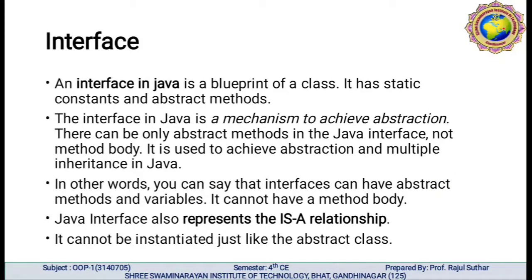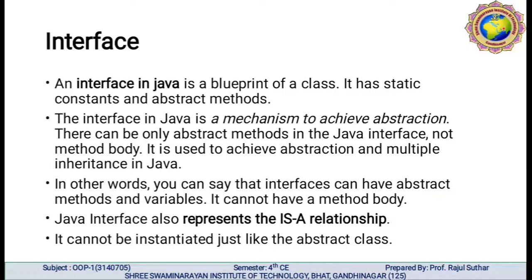What do you mean by interface? An interface in Java is a blueprint of a class. It has static constants and abstract methods. The interface in Java is a mechanism to achieve abstraction. There can be only abstract methods in a Java interface, not a method body. It is used to achieve abstraction and multiple inheritance in Java.